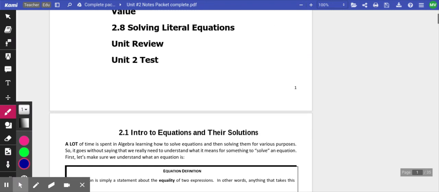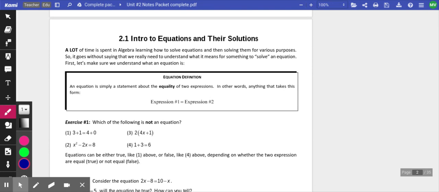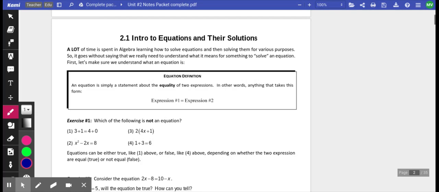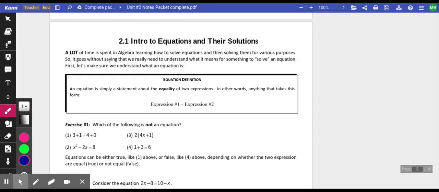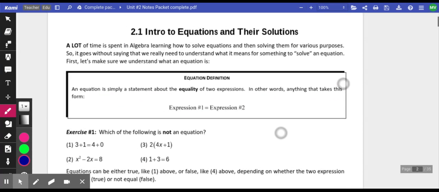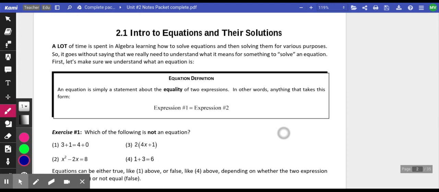So to begin with Unit 2, we're talking about 2.1, which is Intro to Equations and Their Solutions. A lot of time is spent in algebra learning how to solve equations and then solving them for various purposes. So it goes without saying that we really need to understand what it means for something to solve an equation.